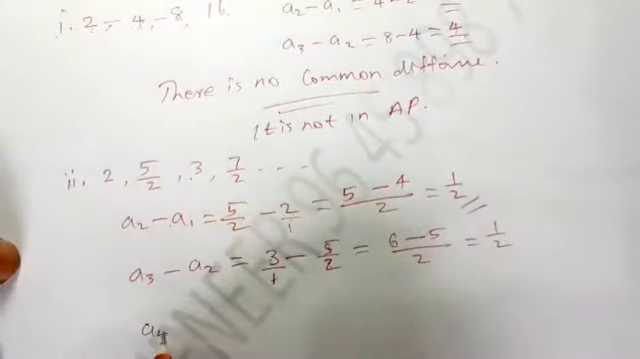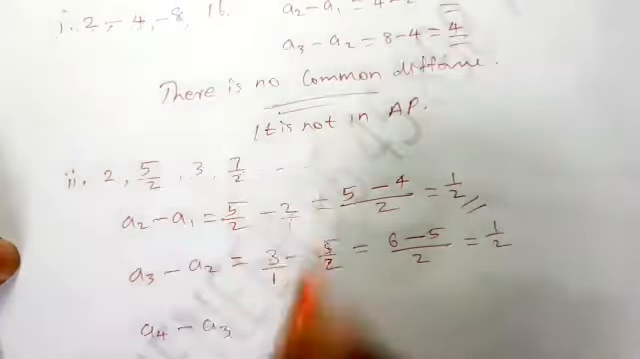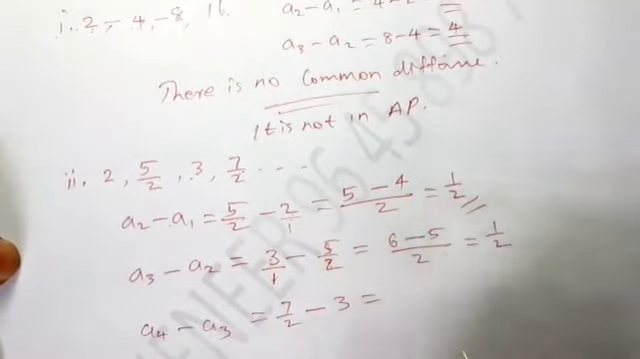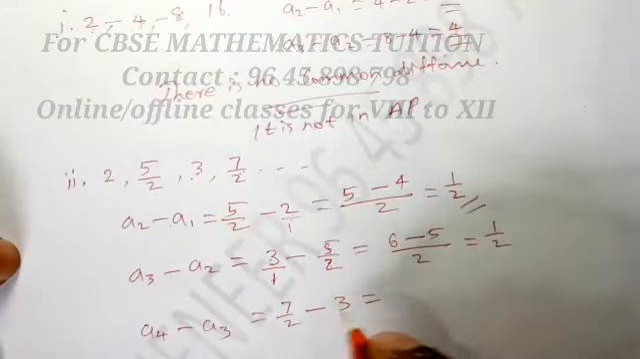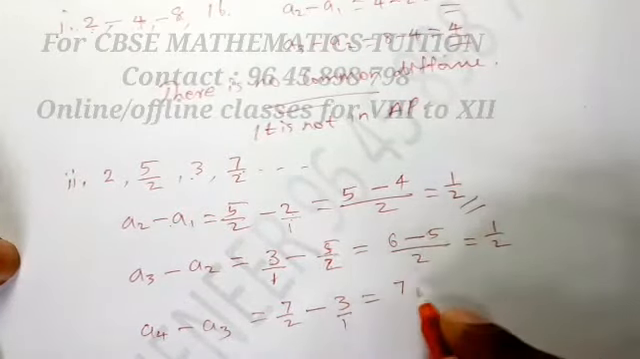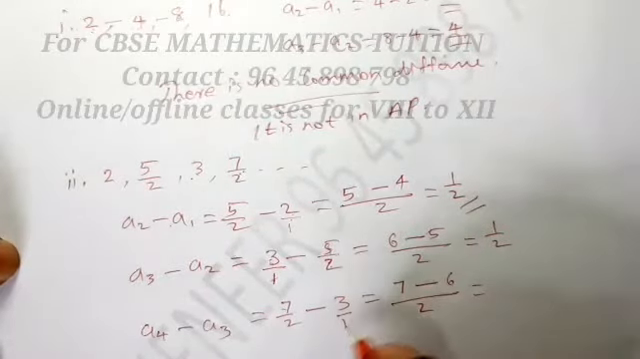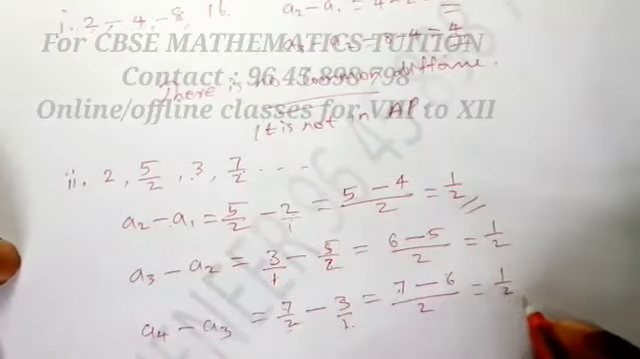So A4 minus A3. Here A4 is the fourth term, and this is A3. So 7 by 2 minus 3, which is equal to 7 divided by 2, which means 3 and a half. 3 and a half minus 3 is equal to half. Or we can use cross multiplication. 1 into 7 is 7, 2 into 3 is 6, 1 into 2 is 2. Just multiply this 2 and this 2 and this 2. So we get the answer 1 by 2.